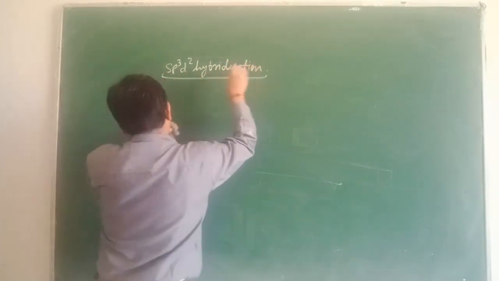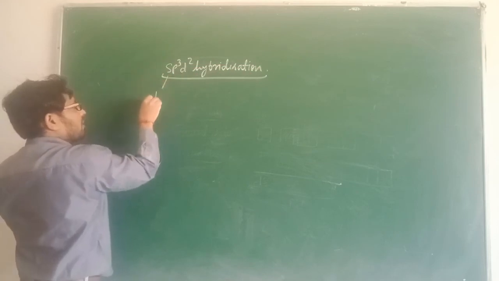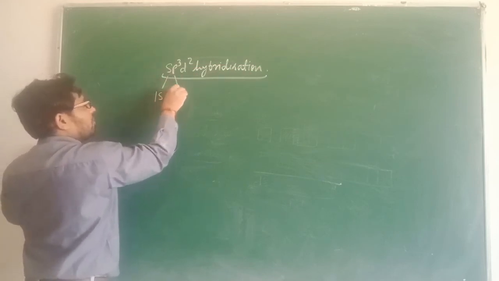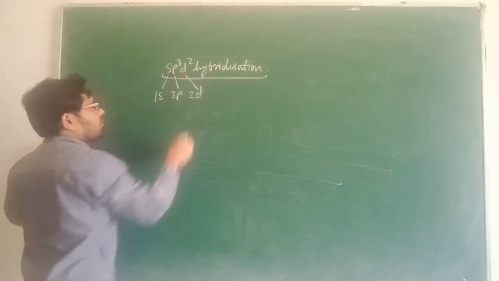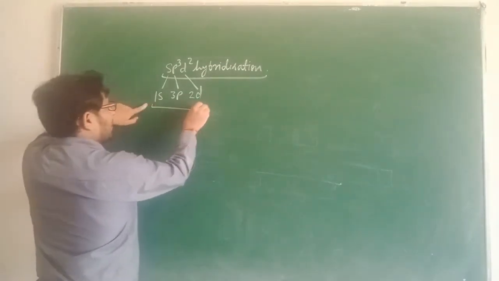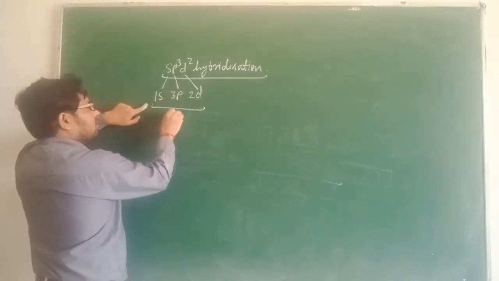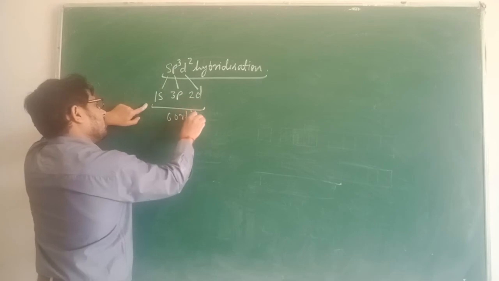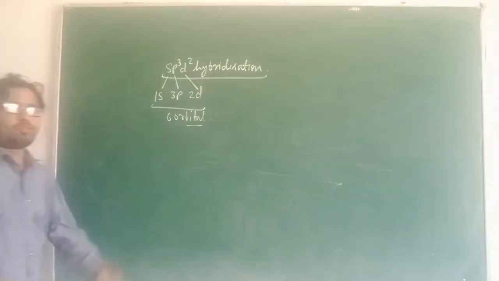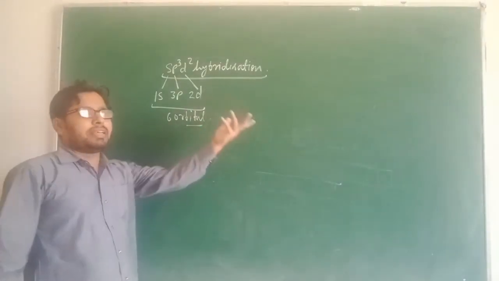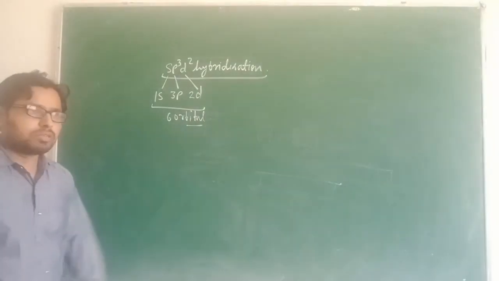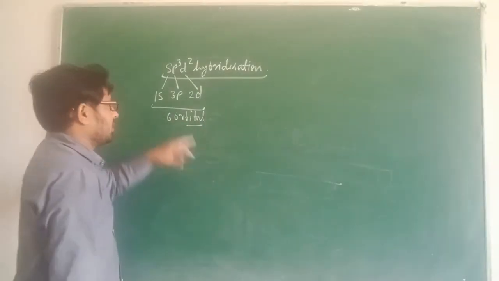sp3d2. Same, you can check out 1 orbital of s, 3 orbitals of p, 2 orbitals of d. So the total number of orbitals is 6. Same criteria to find out the s character, p character and d character. So the formula you know, I hope you can use it now. One more example I can use.